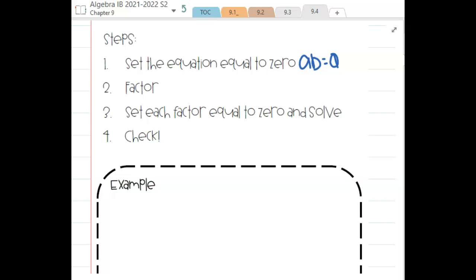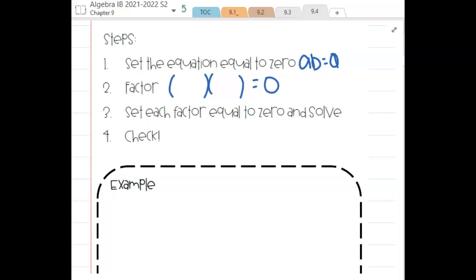It also has to be a product, meaning it has to be a multiplication problem. It has to say a times b. It has to say something times something equals 0. That's where the factoring comes in. Because if you remember, I drilled in your brain over and over again that factoring means multiplication.